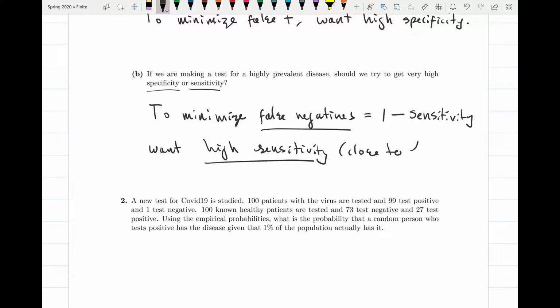That's that. I just wanted to go over some of the sort of practical meaning behind specificity and sensitivity. Alright, so the last and final question.